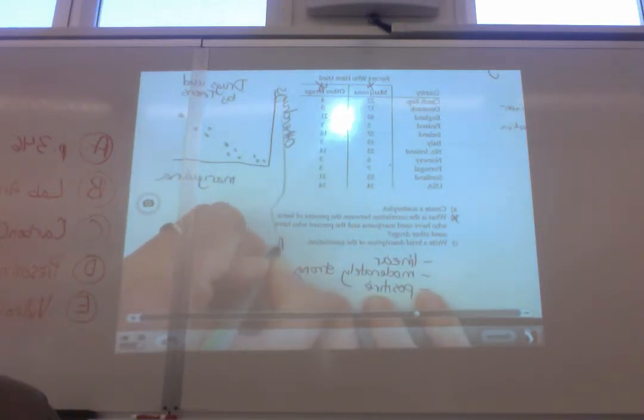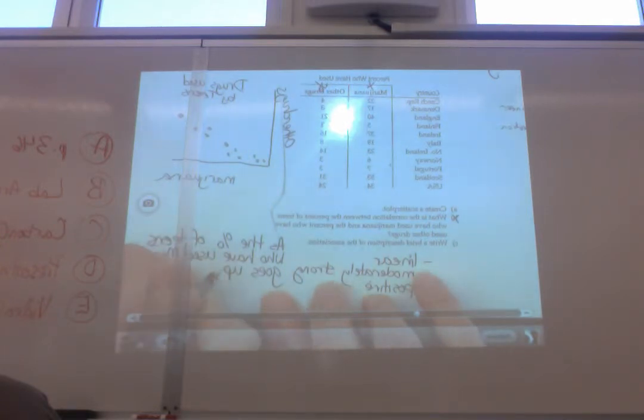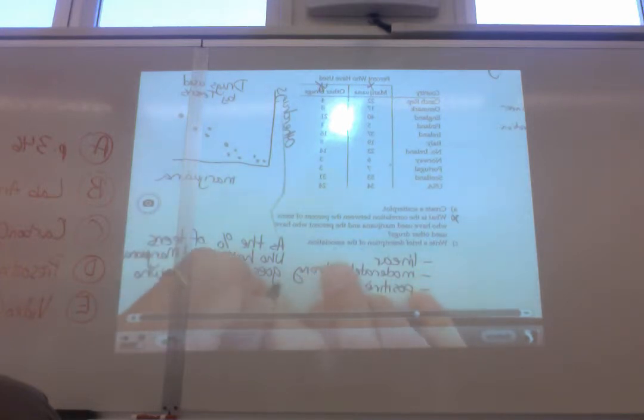So as the percent of teens who have used marijuana goes up, the data would indicate the percent who have used other drugs also goes up.